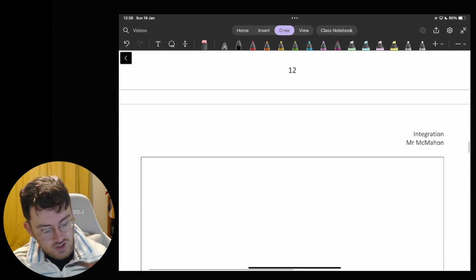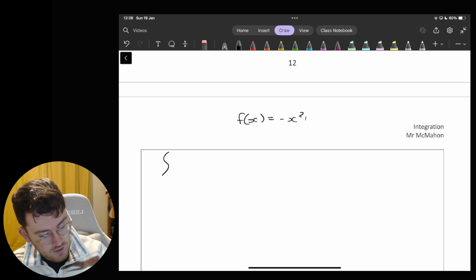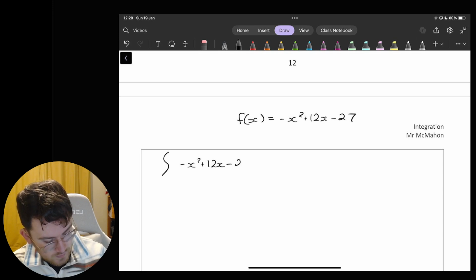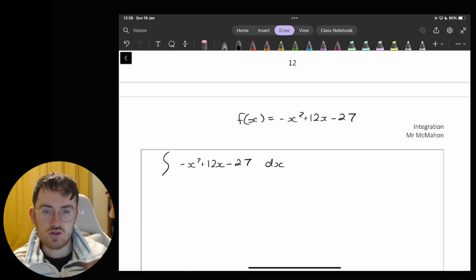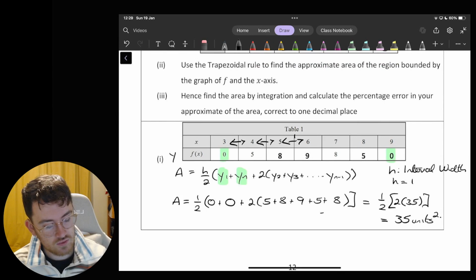Now we want to apply integration, so that's going to mean integrating the function that I've been given, which is f of x. Let's just write it down here to remind ourselves. Minus x squared plus 12x minus 27. So we're integrating this function. Because I'm looking to find area, I need to integrate it between two values or two bounds. So I look at the x values. I'm looking for between 3 and 9 here.